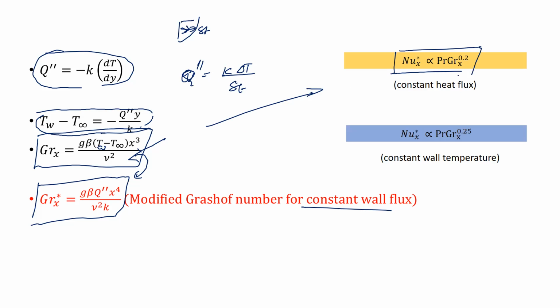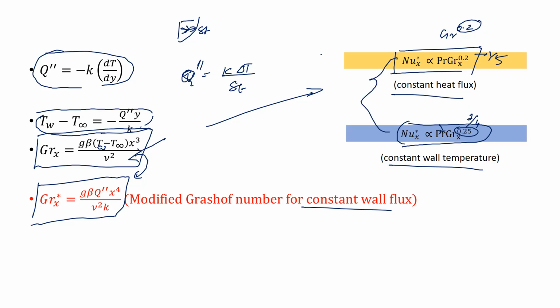Okay. So for constant heat flux, the Nusselt number is a function of Prandtl and Grashof raised to 0.2. And for constant wall temperature, that is Prandtl into Grashof number raised to 0.25. As I said, it is 0.25, 1 by 4, and this is 1 by 5. From that relation itself, the Nusselt number, which denotes how much heat is transferred, can be obtained.